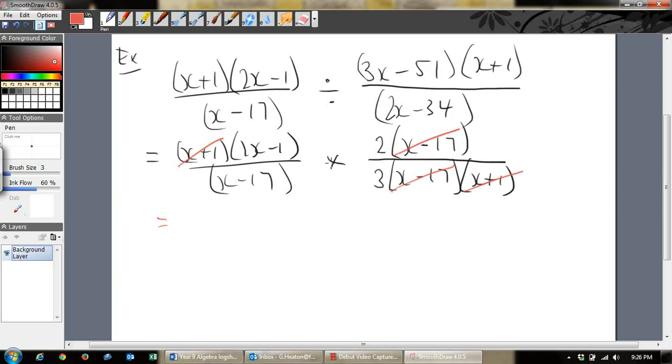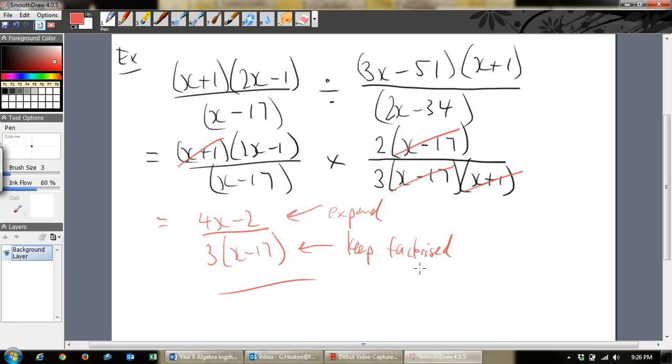What are we left with? We're left with 2x minus 1 times 2, which let's just times that out. That's 4x minus 2 on the top line. On the bottom line, we've got x minus 17 times 3. And just in general, keep the bottom line of a fraction sort of in factorised form. Don't bother expanding it. Expand the top line. Keep factorised the bottom line. Okay. So just a general rule of thumb. Keep factorised the bottom line. Expand the top line for your final answer.